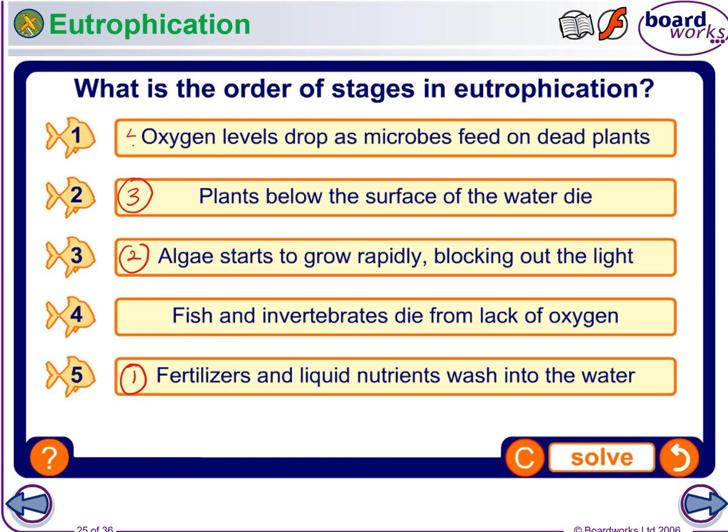Statement number 4, the oxygen levels drop as microbes feed on dead plants, and obviously they would carry out respiration using up the oxygen. That's fish number 1. And the final one, statement number 5, is fish and invertebrates will die from lack of oxygen. So that's our fish number 4 here. Check you've got them in the right order and give yourself a score out of 5 for me, please.